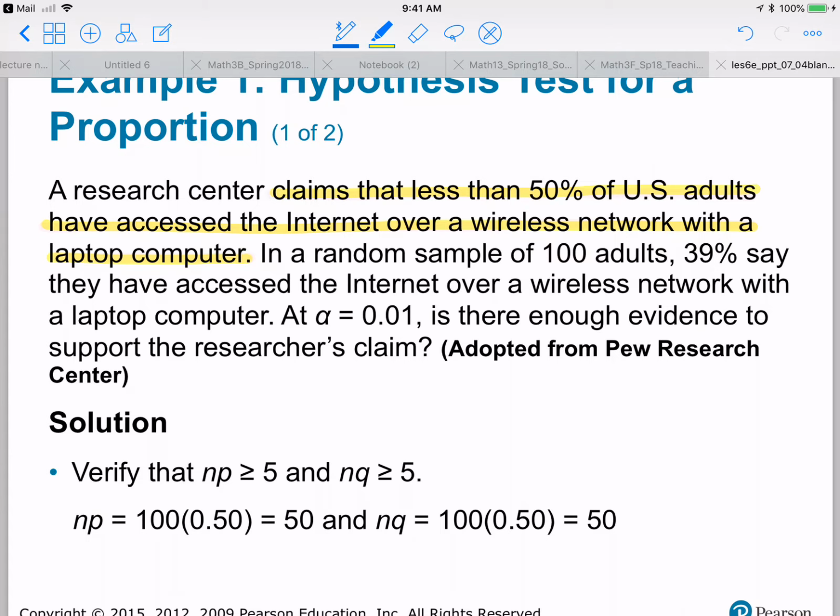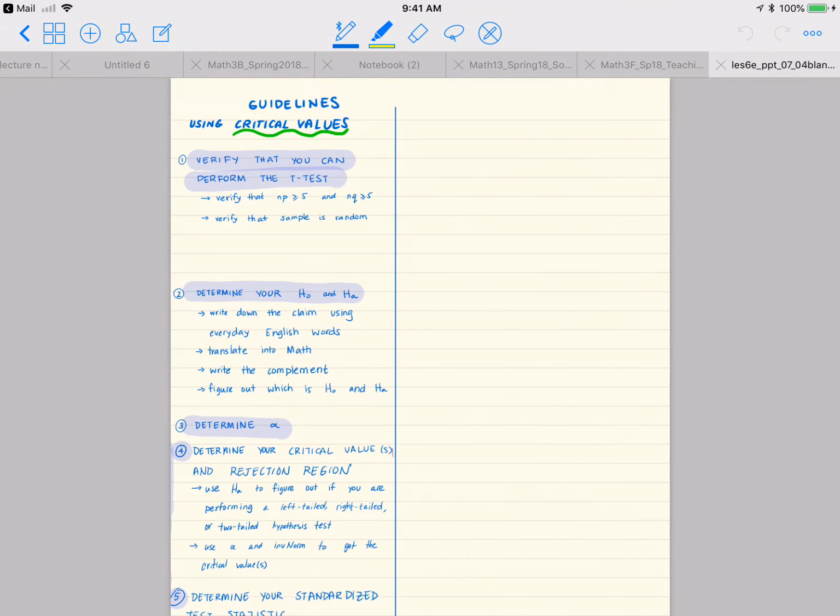Okay, in a random sample of 100 adults, that's important because that's telling me my sample size. 39% say they have access to the internet over a wireless network. That's important. That's giving me my p hat. At alpha equals 0.01, that's important. Is there enough evidence to support the researcher's claim?